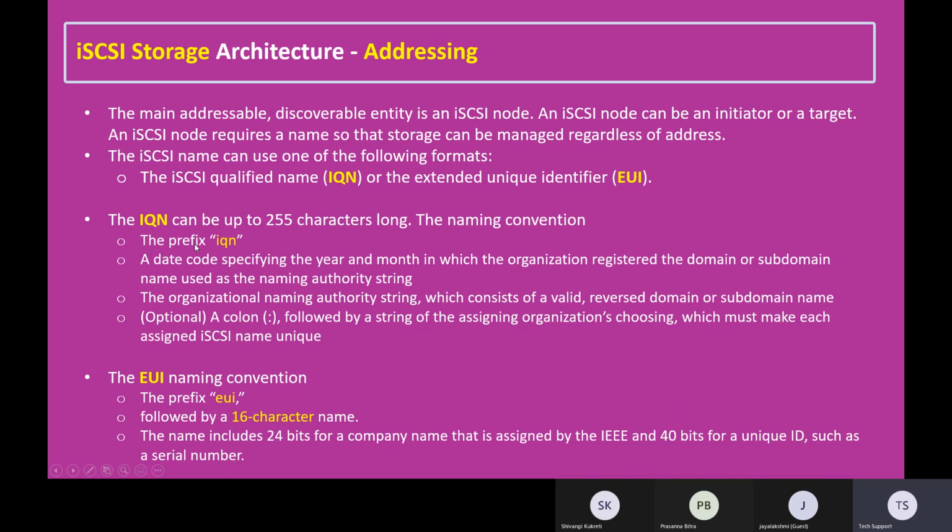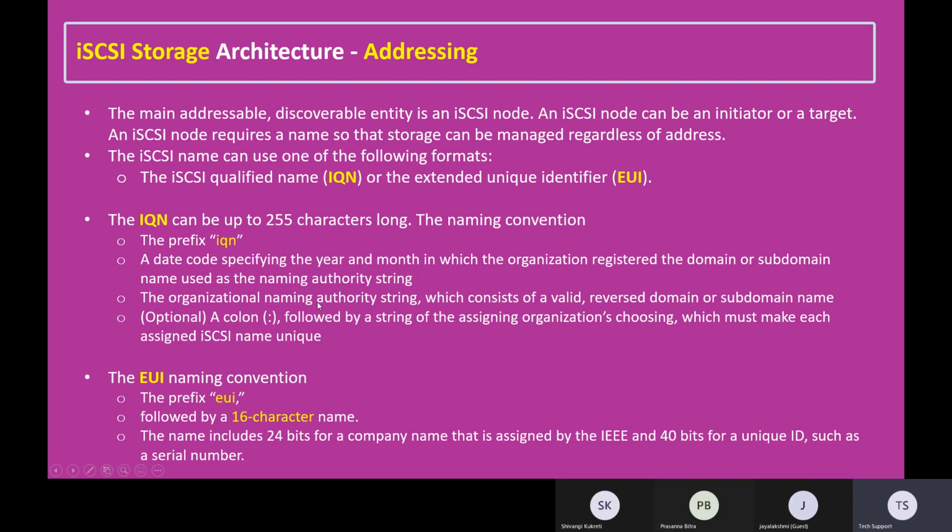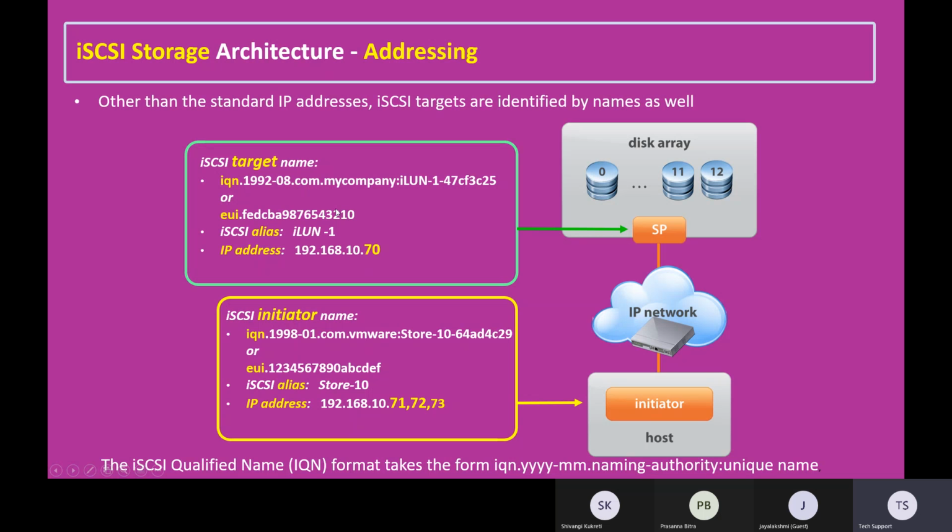And the same point is mentioned here: the prefix is IQN, and a date code specifying the year and month in which the organization registered the domain or subdomain name used as the naming authority string. This is the naming authority string. And next, the organization naming authority string, which consists of a valid reserved domain or subdomain. And optionally, separated with a colon, followed by a string assigned by the organization of its choosing, which must make each assigned iSCSI name unique. So this IQN address is always unique.